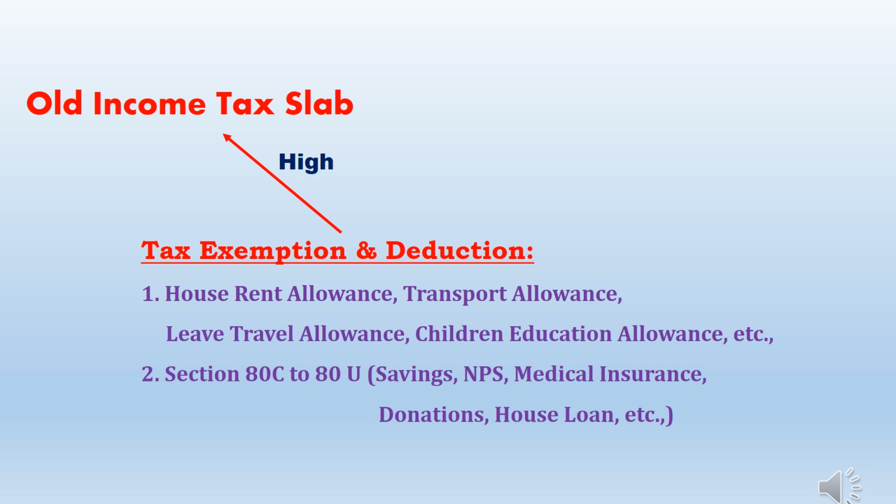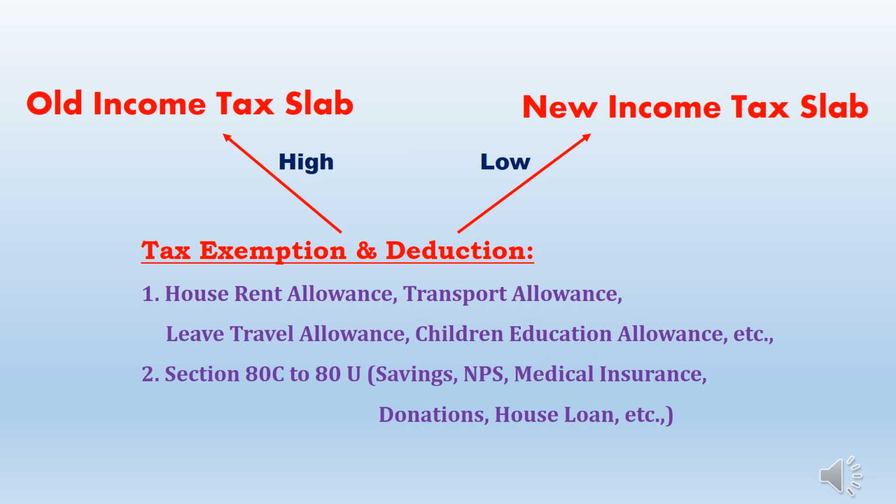Which income tax slab will be the best one, we will see now. If one person avails tax exemptions like house rent allowance, leave travel allowance, transport allowance, children education allowance, and if that person did savings of 1.5 lakhs under section 80C, and if that person pays interest for a house loan, and if that person did investment under NPS, then for that person the old income tax slab will be the best slab. Suppose any person does not avail many tax exemptions and tax deductions, then for that person the new income tax slab will be the best slab.